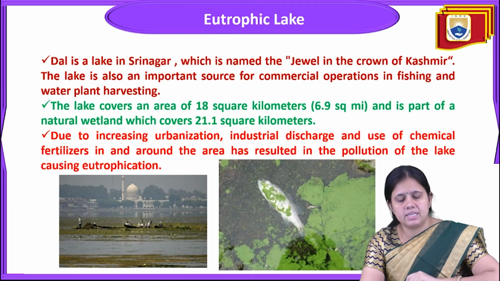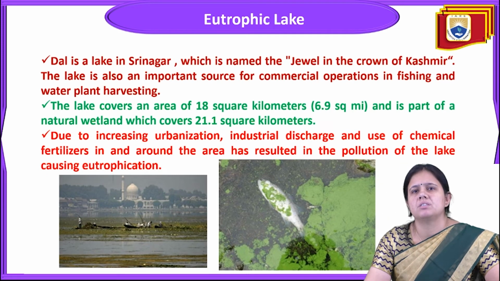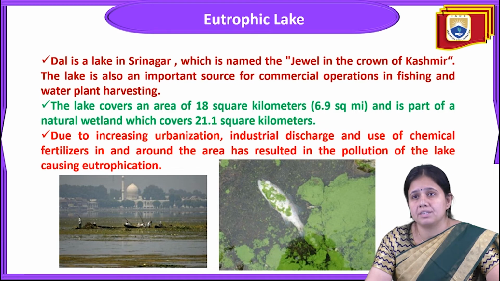Now comes the next example of this eutrophic lake. First is the Dal Lake in Srinagar. It is a very famous lake in Srinagar. It is named as the jewel in the crown of Kashmir. The lake is an important source of commercial operation in fishing and water plant harvesting. So this lake covers an area of 18 square kilometer and is a part of a natural wetland which covers 21.1 square kilometer.